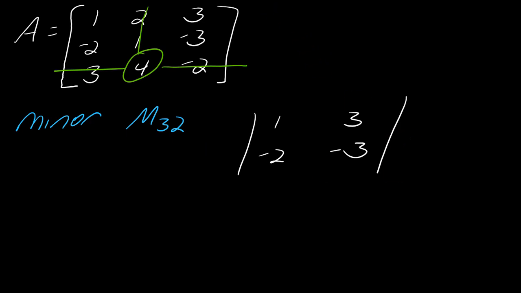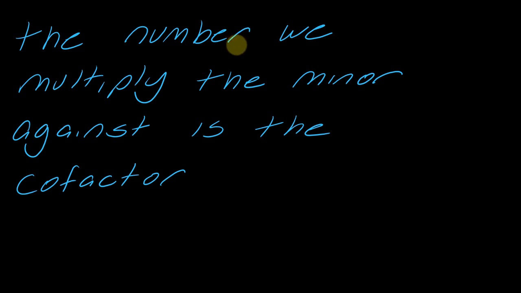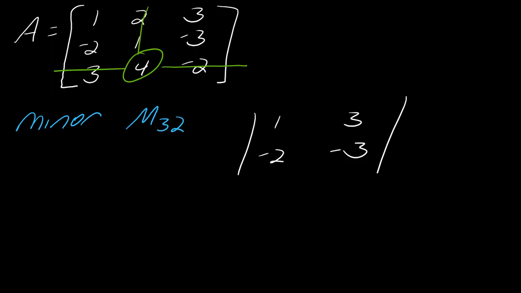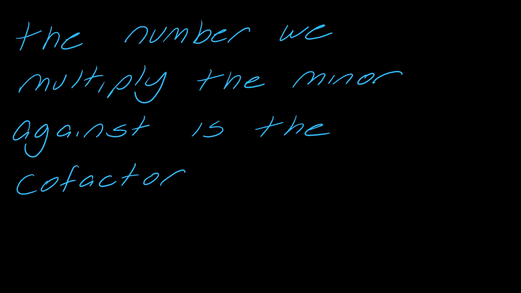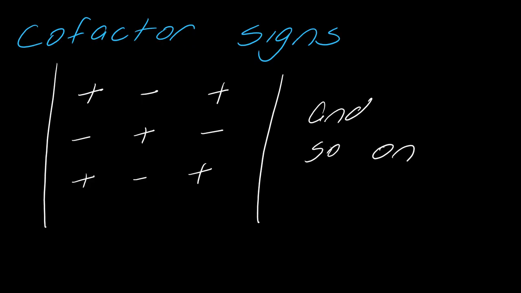Now, the other thing I want to talk about is that the number that we multiply the minor against is the cofactor. So, when we were here, I would have taken 4 times this minor. 4 would have been the cofactor. Now, the thing with cofactors is that you have to know what sign to put in front of the cofactor. And I think the easiest way to explain this is by using this little determinant, or this pattern here. So this is how you determine your cofactor signs.